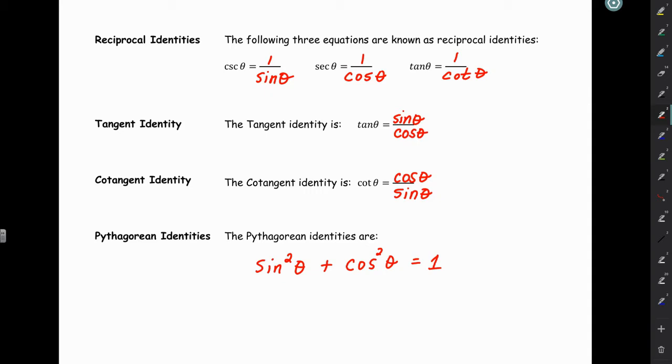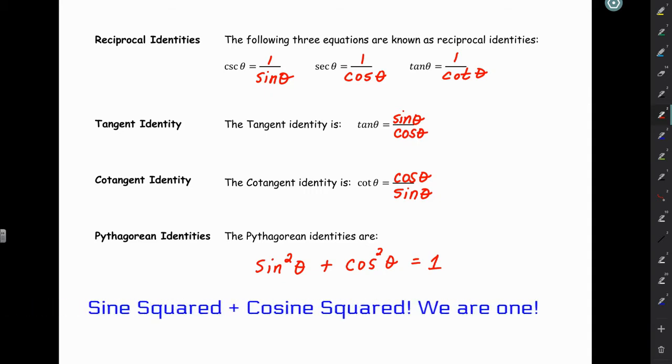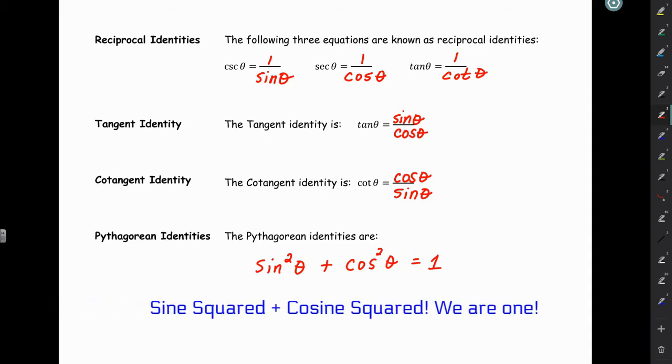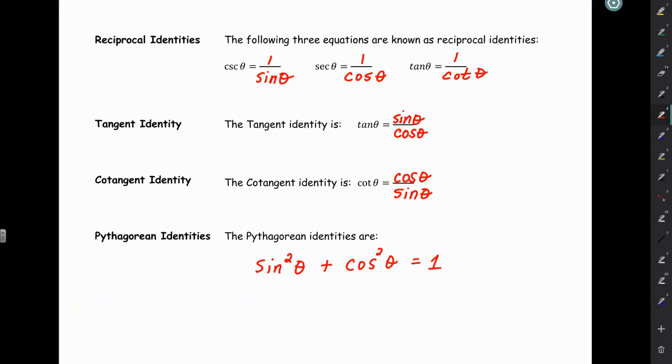The way I like to encourage students to memorize it is I do a little cheer. Sine squared plus cosine squared, we are 1. Sine squared plus cosine squared, we are 1. Hopefully you'll remember that. All right, and there's two more.